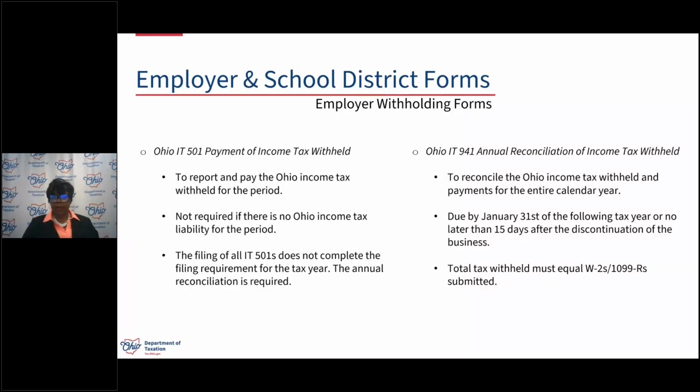You must reconcile the year by submitting the IT 941, annual reconciliation of income tax withheld. This is, again, used to reconcile the entire calendar year. It's due by January 31st of the following tax year, or no later than 15 days of closing your business. So you can close at any time. However, you want to reconcile the year with the IT 941, and that should be done within 15 days of the discontinuation of business. Your total withholding must equal your W-2 and 1099-Rs submitted.